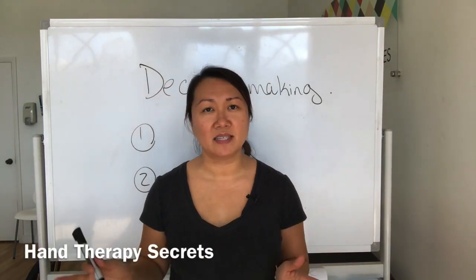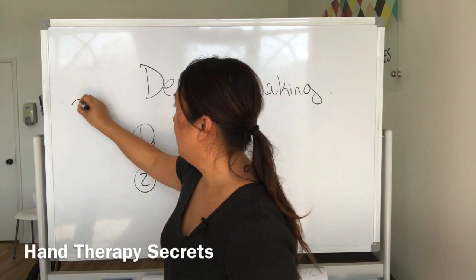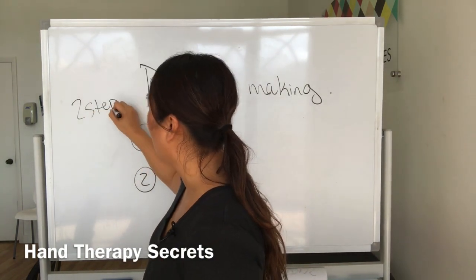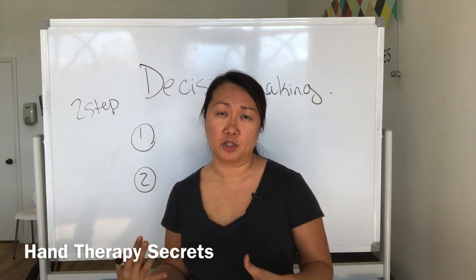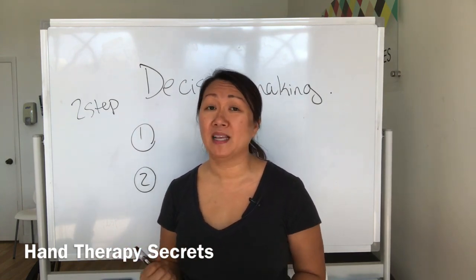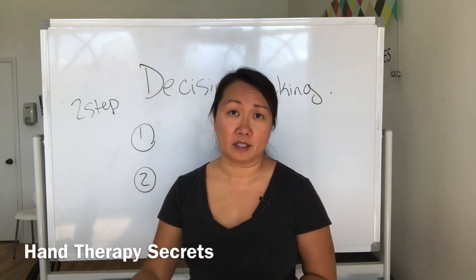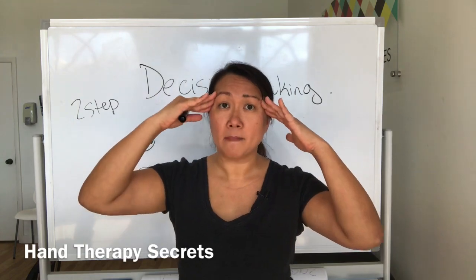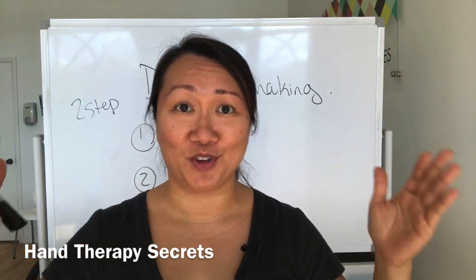When it comes to making decisions, it's seriously a two-step process, right? It's a two-step process when it comes to decision making. I often talk about decision making quite a bit because as therapists, as occupational therapists, and as someone who specializes in hand and arm injuries, we are the experts, and you have to get that into your mind that you are the expert. You know more than your patients.